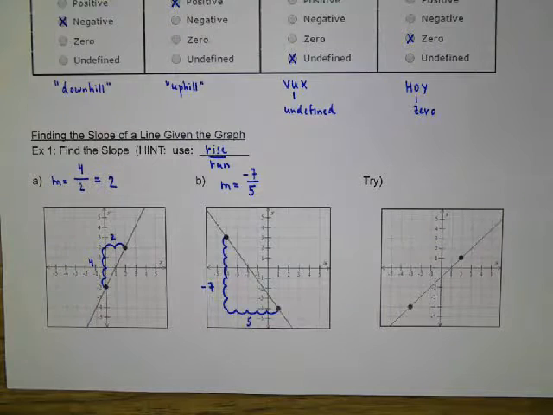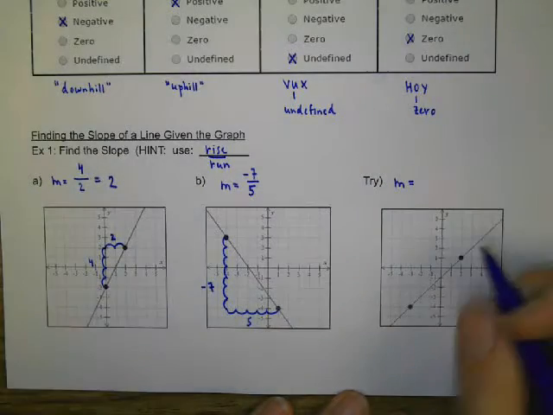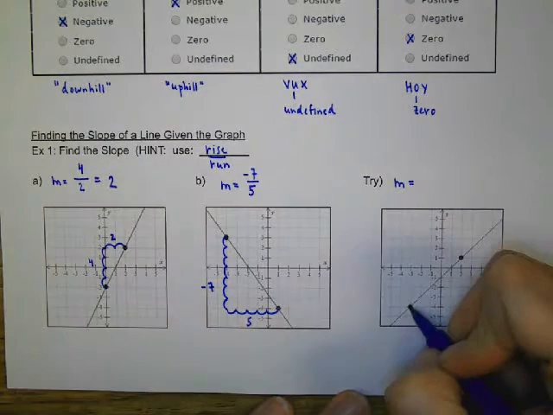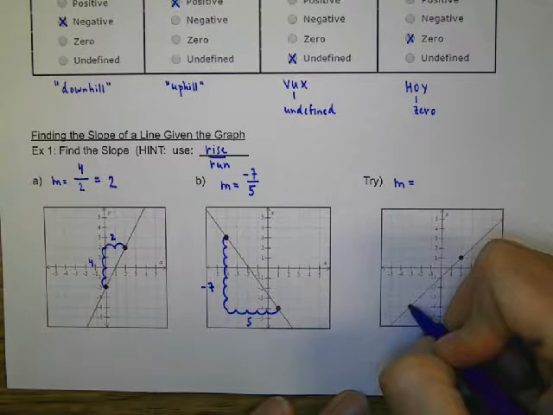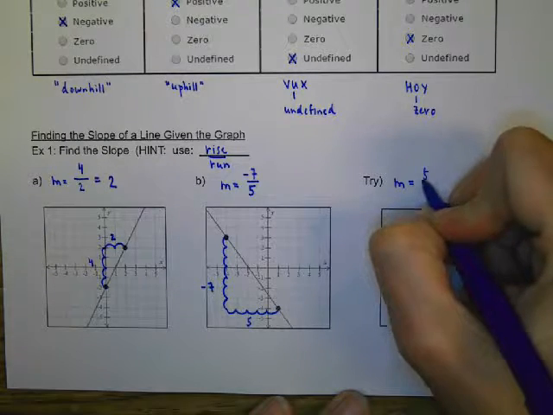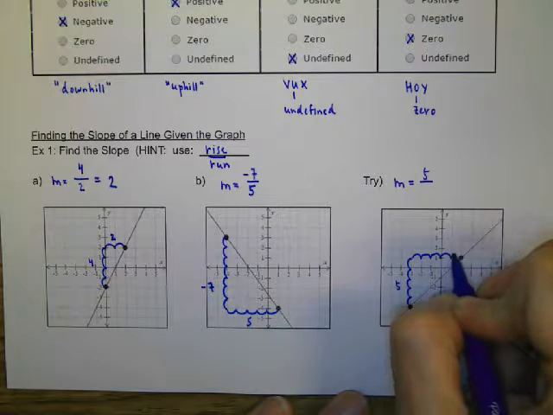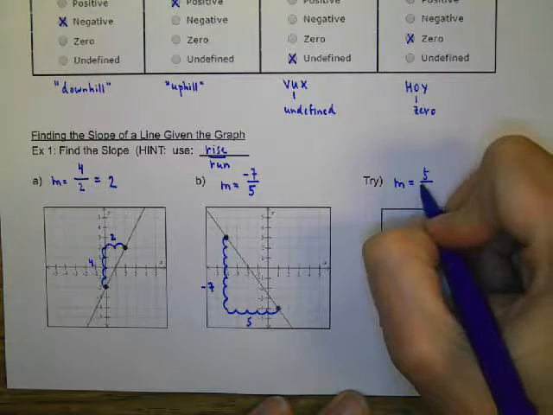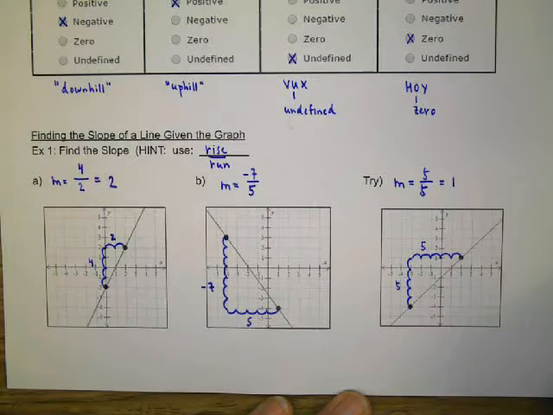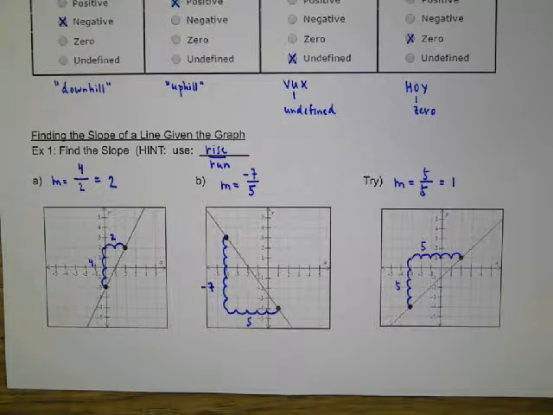So now go ahead and try the next one. Pause the video, and then we'll check back in. Okay, so for this one, for my slope, m equals, I'm starting at the left-hand point, and I notice I need to go up, so I'm going to have a positive rise. 1, 2, 3, 4, 5. And then my run is 1, 2, 3, 4, 5. So I get 5 over 5, which I'm just going to simplify to 1. Again, my slope is positive and my line is going uphill, so those match.